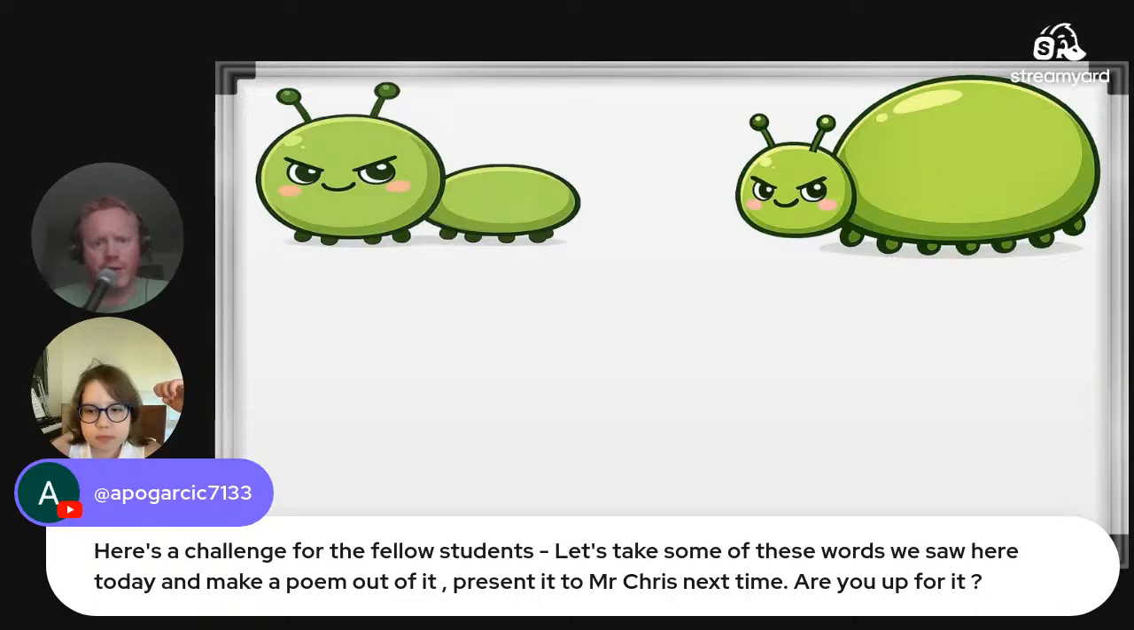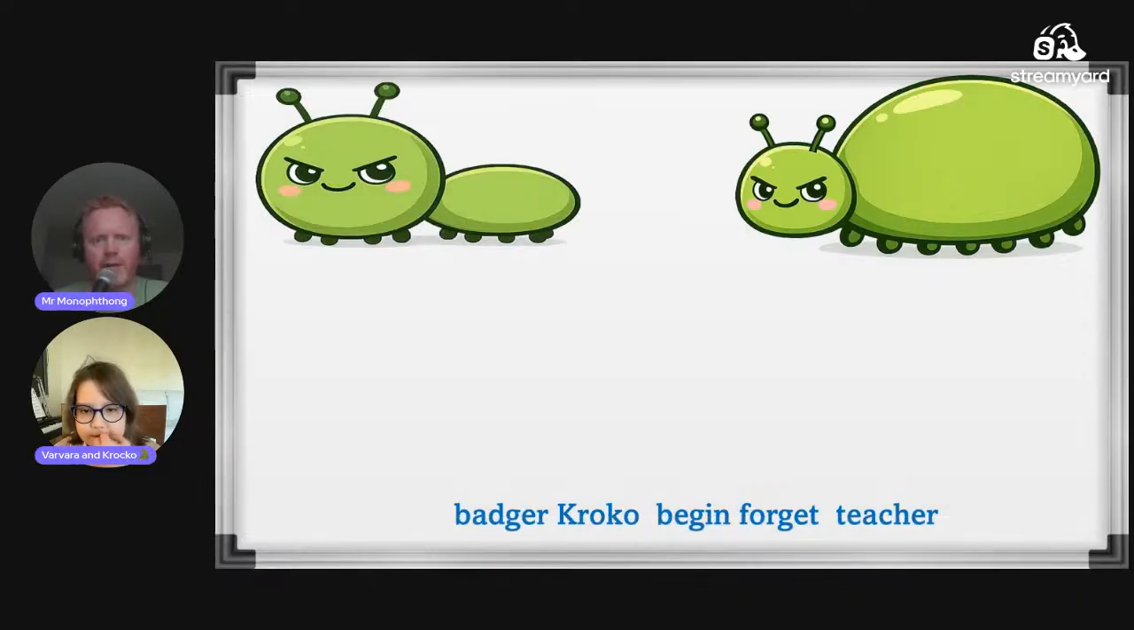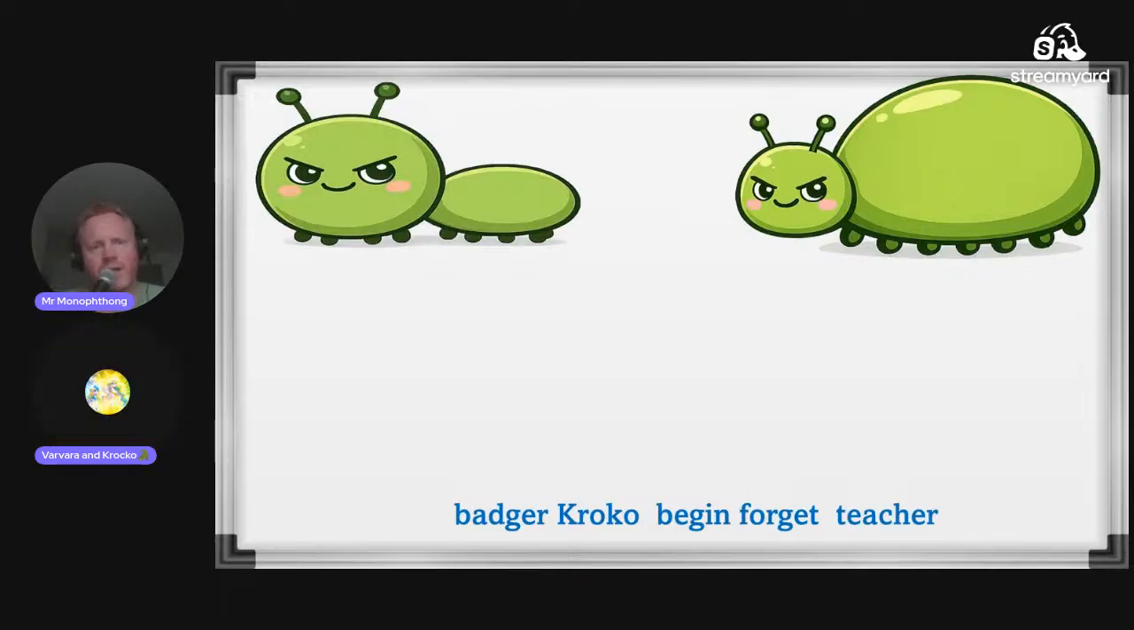Okay, let's turn the page. A student wants to play a game there. These are our 5 words: matter, croco, begin, forget, teacher. Unfortunately, the teacher was a bit slow today. I didn't have time to put this into my classroom, so we're just going to write in the comments.